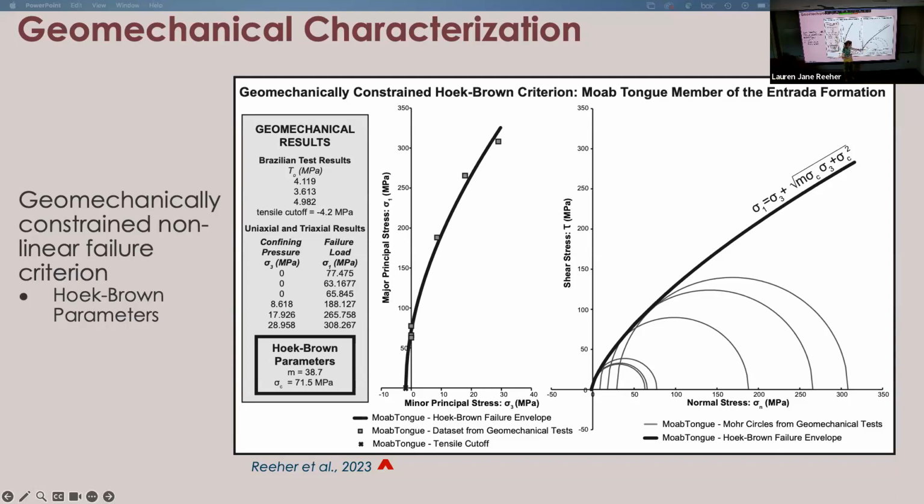And that may just be because the tensile strength of the Moab tongue is so low that even under low differential stress conditions, it's still failing in shear. But if you had a stronger rock type adjacent to salt that had a more significant tensile strength, you might expect to see enhanced fluid flow due to hybrid failure adjacent to the salt wall.